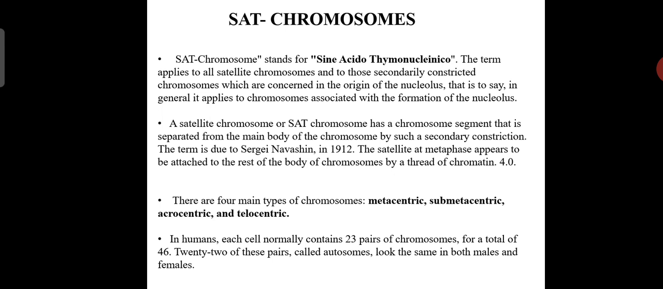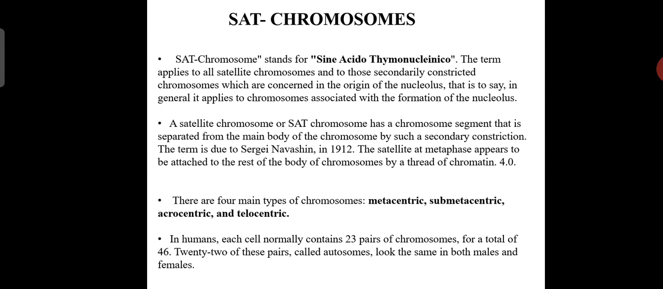So the satellite chromosome or SAT chromosome has a chromosome segment that is separated from the main body of the chromosome by such a secondary constriction. The term is due to Sergei Navashin in 1912. The satellite at metaphase appears to be attached to the rest of the body of the chromosome by a thread of chromatin.